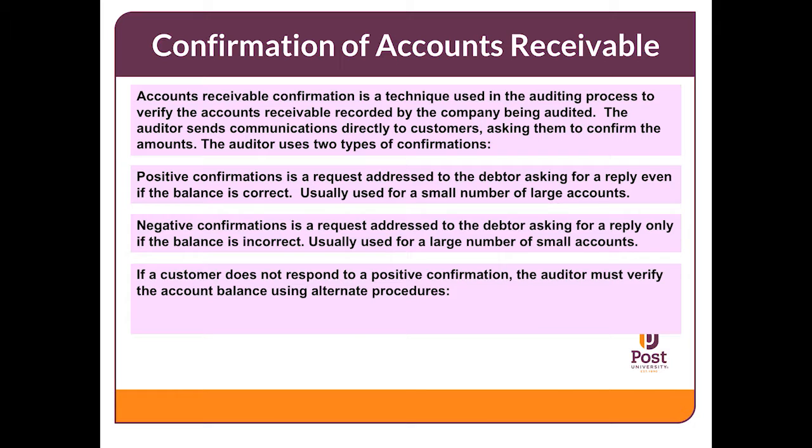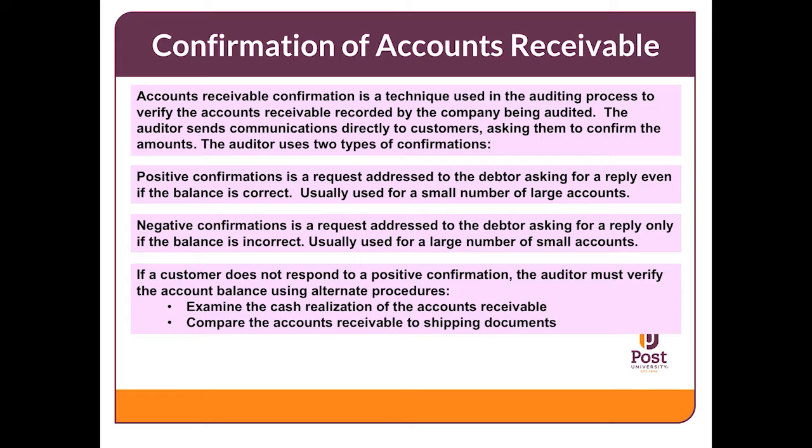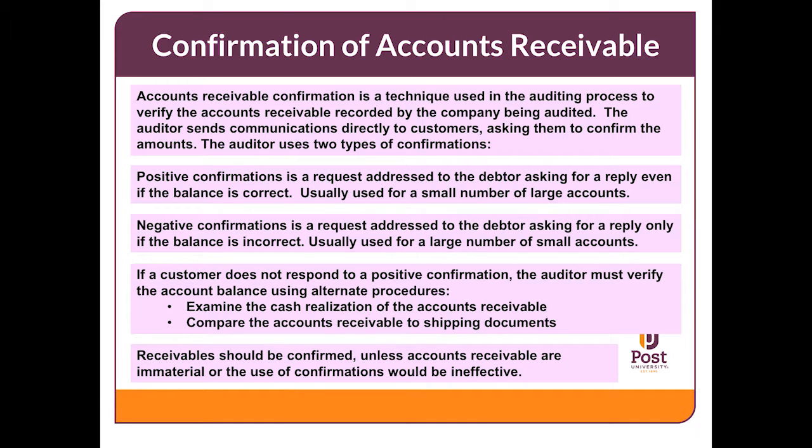If a customer does not respond to a positive confirmation, the auditor must verify the account balance using alternate procedures. The most common are: 1. Examine the cash realization of the accounts receivable, and 2. Compare the accounts receivable to the actual shipping documents. Receivables should be confirmed unless accounts receivable are immaterial or the use of the confirmation would be ineffective.